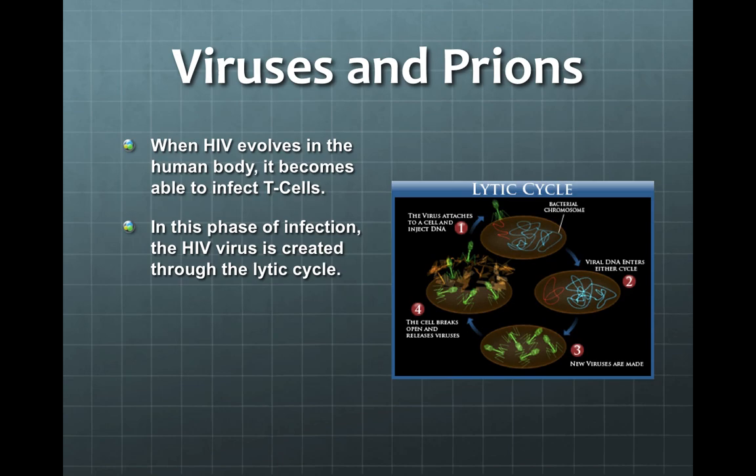So, when you get HIV, hopefully none of you, but when that happens, you don't see symptoms necessarily right away. It comes later. That's a lysogenic cycle. Okay, so when it actually bursts, that's when you get the symptoms.